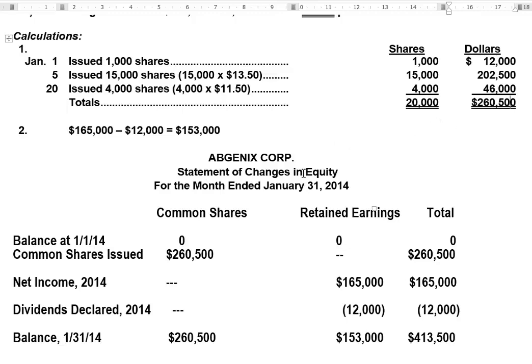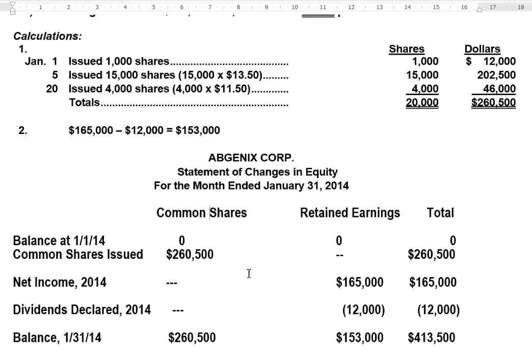So when we're doing our statement of changes in equity, again, it's just for a period, in our case for the month ended January 31st, we want to start with a zero balance in each of the equity accounts because, as you recall, we just started the company in January at the beginning of the year. So all of our equity accounts, of which we have two, common shares and retained earnings, all start off with a zero balance. So we have no equity until we look at the shares we issue, income we earned, and any dividends we declared, because these three items would impact our equity.